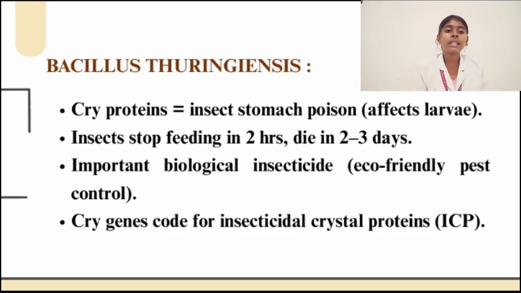After eating this, the insect stops feeding within 2 hours. If they consume enough of the toxin, the insect dies within 2 or 3 days. These proteins make Bacillus thuringiensis one of the biological insect control agents. This crystal protein is also called the insecticidal crystal protein. They are formed during sporulation and are coded by the cry genes.